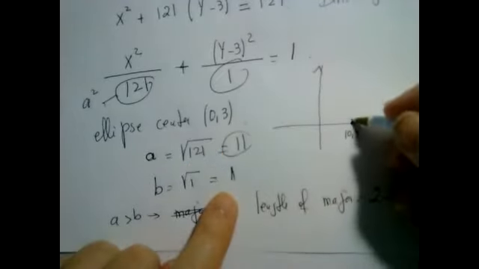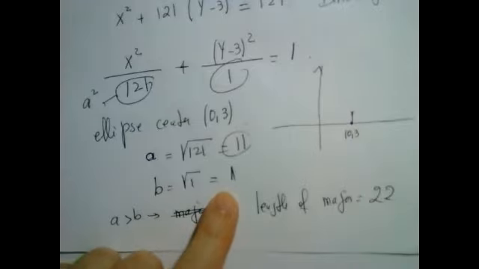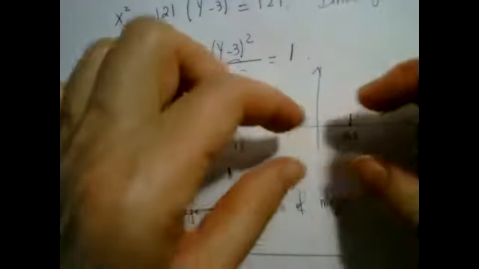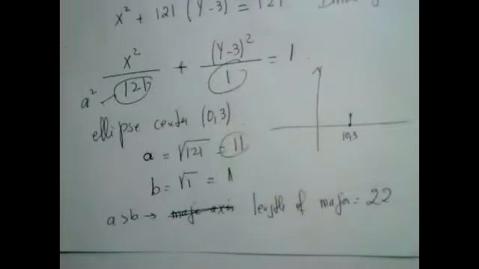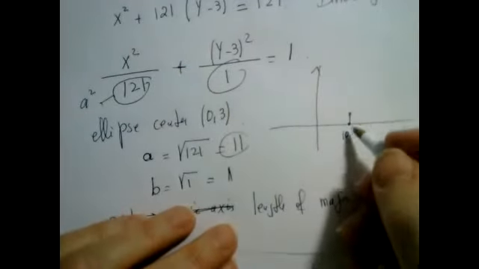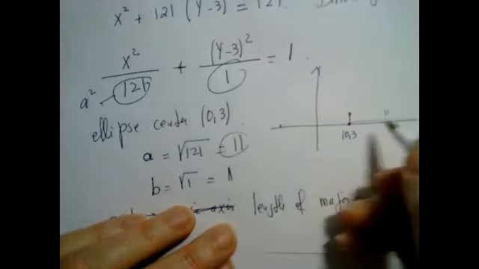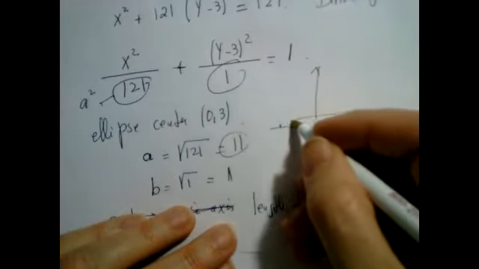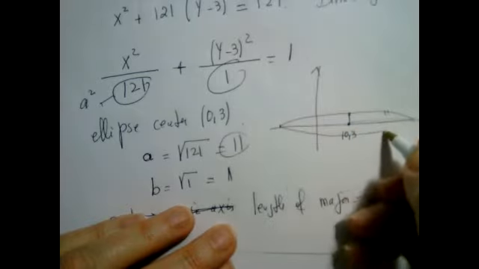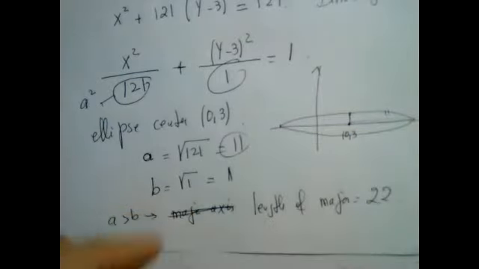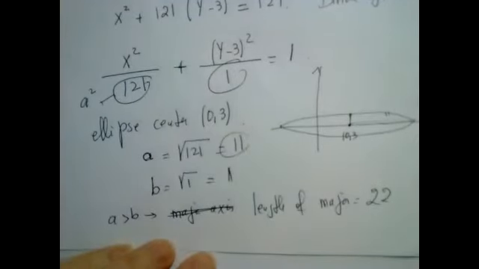B is 1, which means we go up by 1. A is 11, so it's very, very stretched horizontally, a little bit too much. So I'm going to go from here 11 units, and I go here 11 units. We're going to have an ellipse which is very stretched horizontally. Very, very much stretched, like you take it and you stretch it a lot. And that will be my ellipse. Okay.